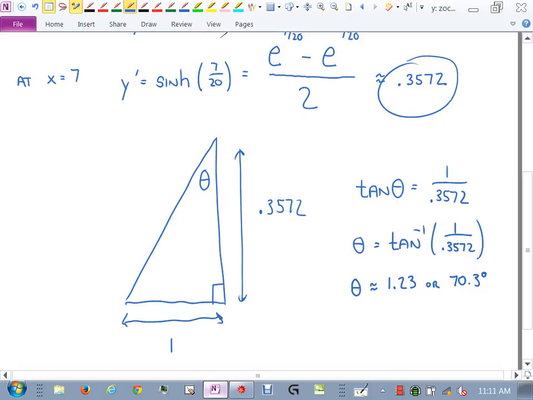Okay. The whole idea there is that we're talking about what's happening right when the wire hits the pole. So when the wire hits the pole, we stop looking at the wire as having a curve to it and look at it as its tangent line.